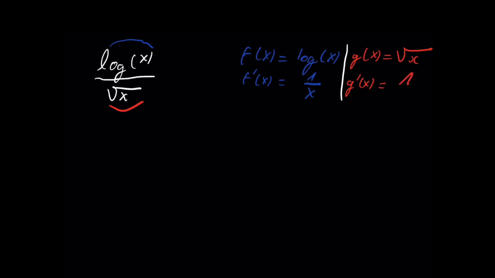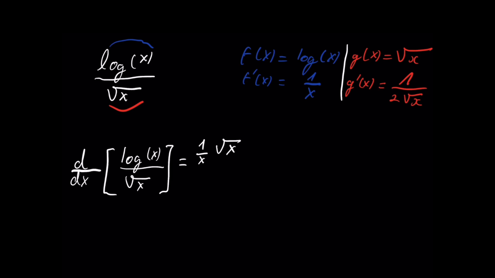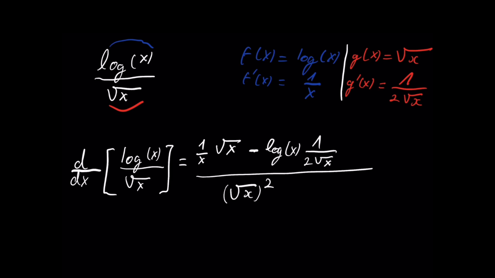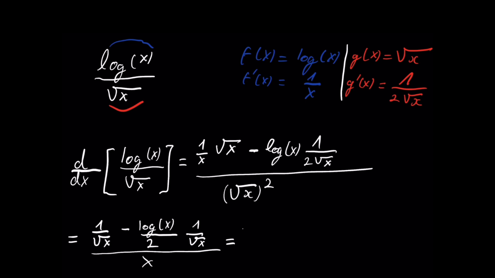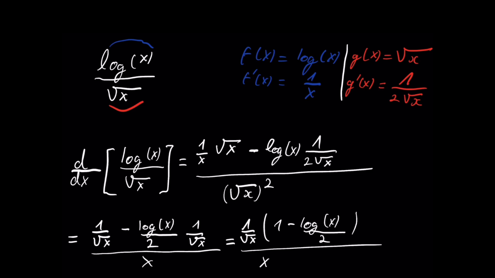Once all the derivatives are calculated, we can use the formula. We then try to simplify the results as best as we can. That is why we put the square root as a factor. By remembering that the square root of x is x to the 1 over 2 power, we get the final result.